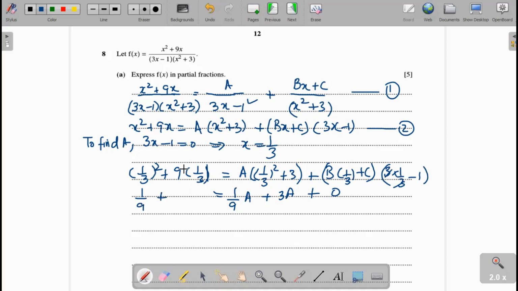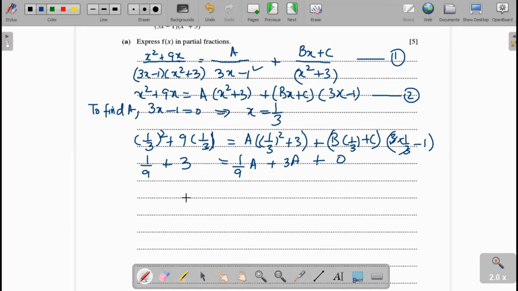We write it as plus 3 times 9; 3 times 3 is 9. So this will be equal to 9 times 3 is 27, plus 1, 28 over 9. Taking the common factor, 1 over 9 plus 3 will be equal to 28 over 9 times a. In that case, we get a is equal to 1.